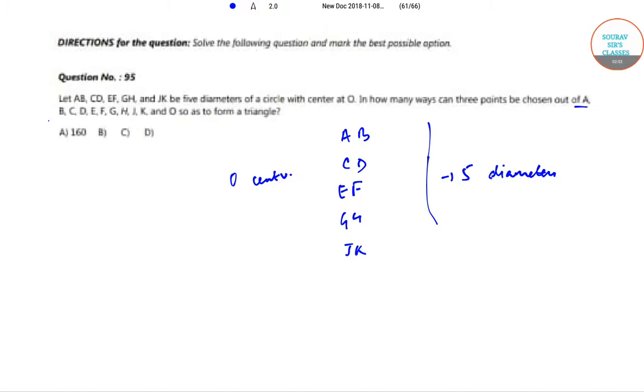Now, when O is not selected, the number of triangles can be 10C3, that is equal to 10 factorial by 3 factorial into 7 factorial, which is equal to 120.